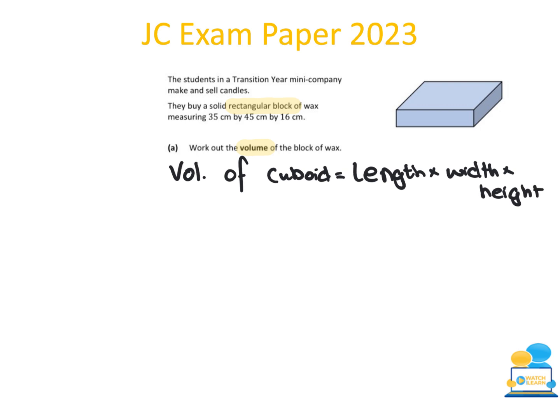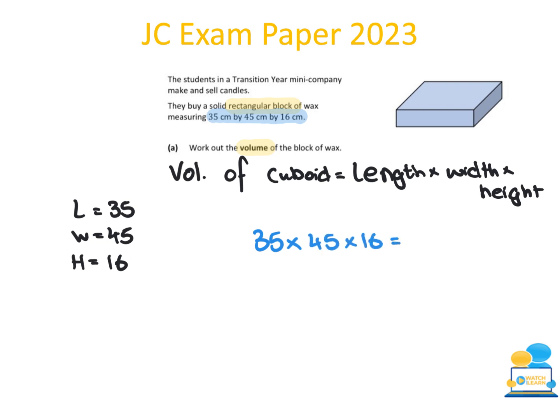So they have given us these dimensions in our question. They have told us that the block measures 35 by 45 by 16 centimetres. So I will just write down what each one of those represents. I'll say the length is equal to 35, the width is equal to 45, and the height is equal to 16. I can now input those directly into my formula. So my formula was length, which is 35, multiplied by my width, which is 45, multiplied by my height, which is 16. And inputting that into my calculator, I should get out 25,200. That represents the volume of this rectangular block of wax.